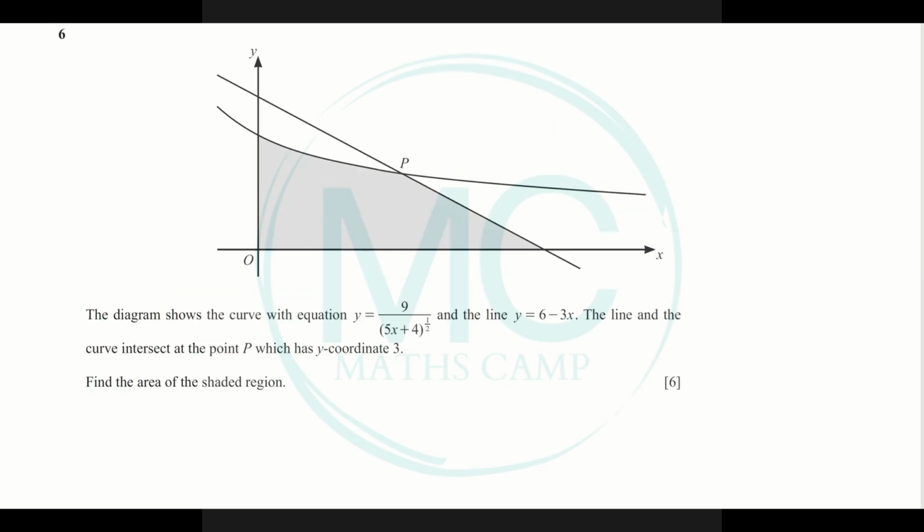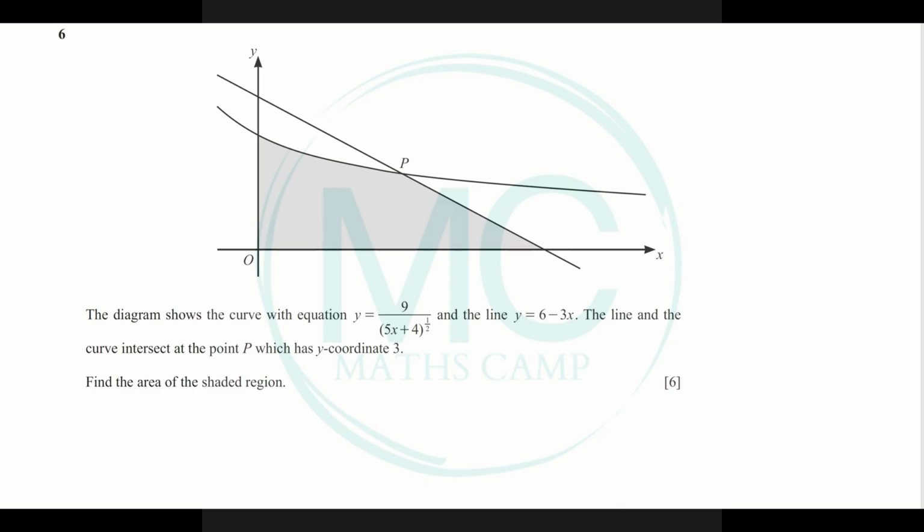The diagram shows the curve with equation y is equal to 9 over (5x plus 4) with an exponent of 1 over 2, and the line y is equal to 6 minus 3x. The line and the curve intersect at point P, which has y-coordinate 3. Find the area of the shaded region. Now, in this course, we have looked at shaded areas under a curve, areas under a line, and areas between a curve and a line.